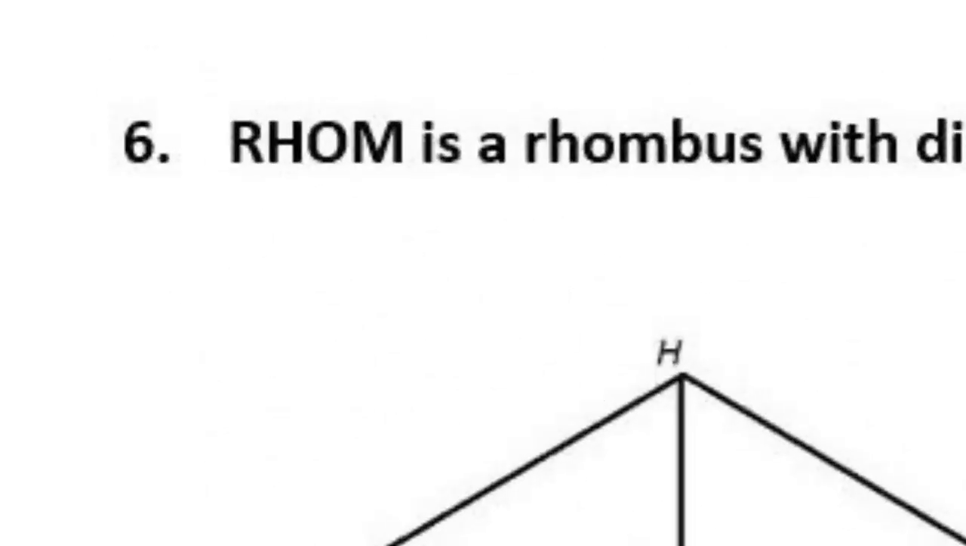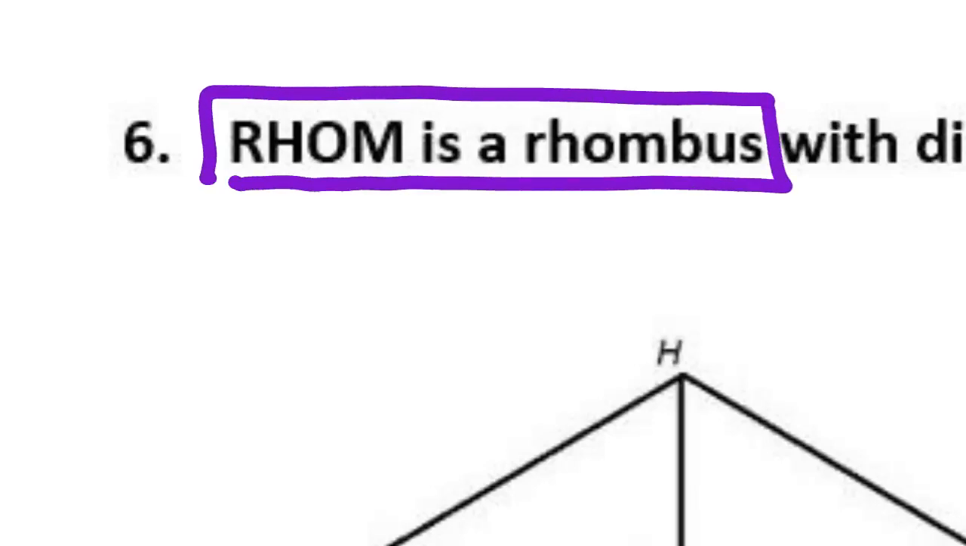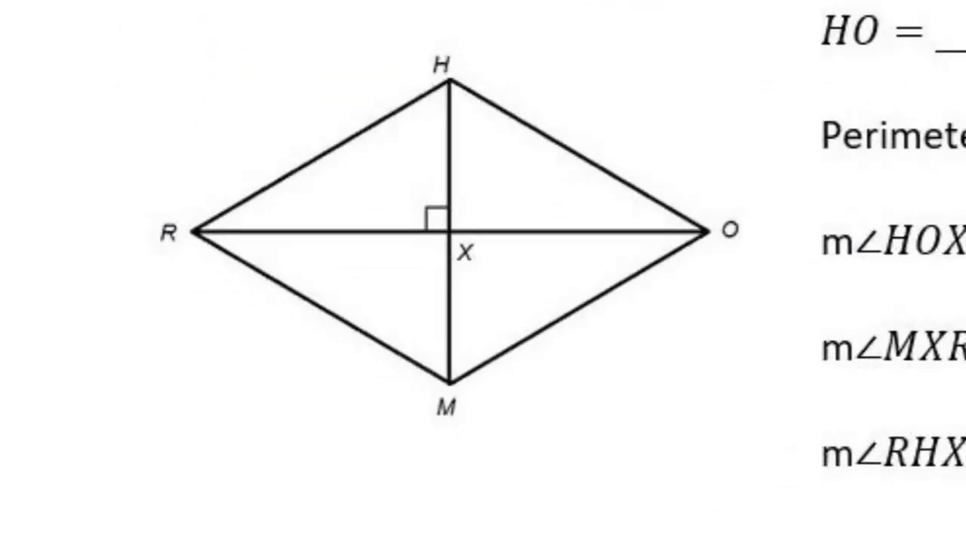All right, first thing they tell me here is that RHOM is a rhombus. So I'm going to mark this one all up just like we did with the last one. The four sides of a rhombus are all congruent. So RH, RM, OM, and OH are all congruent.